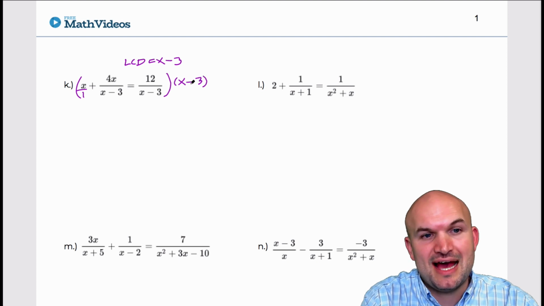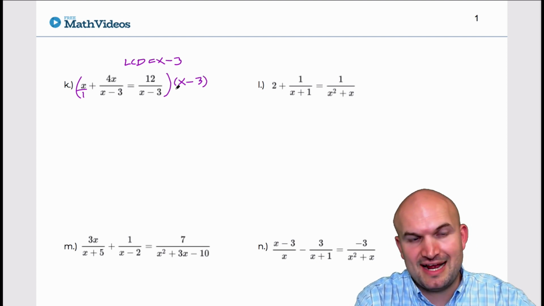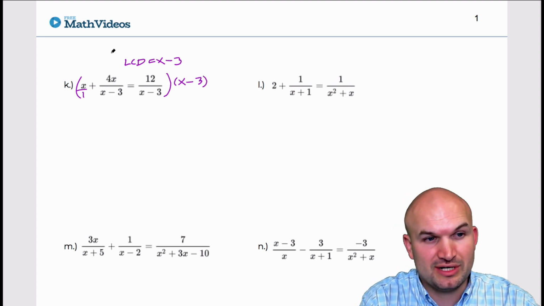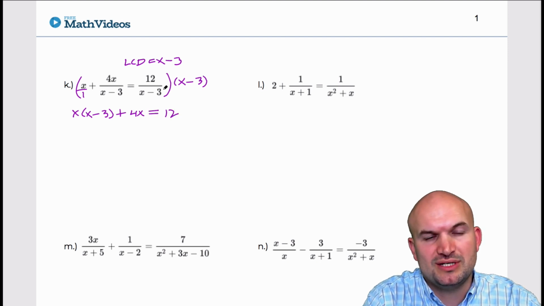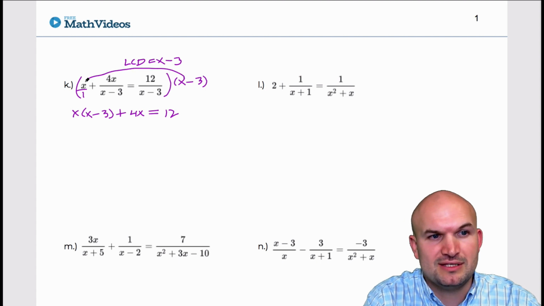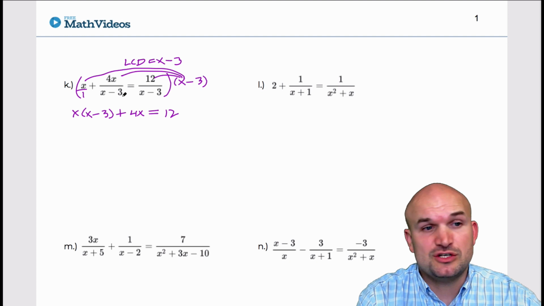And what's nice about that is, obviously that's going to divide out both of these denominators, but we're going to have x times x minus 3 over here, and then we'll have a plus 4x because that denominator divides out, and then that's going to equal 12 because those divide out. So again, we're multiplying this times everything. Okay, so now let's just go ahead and simplify this.